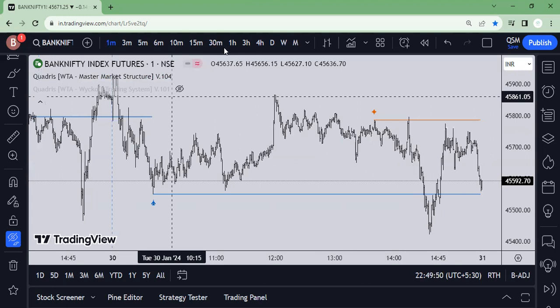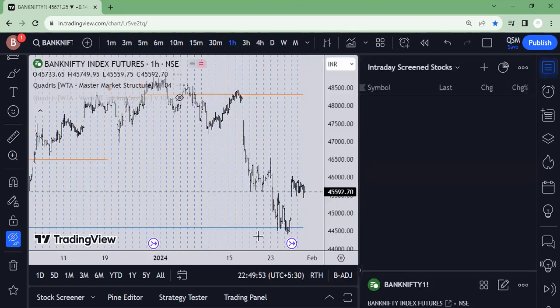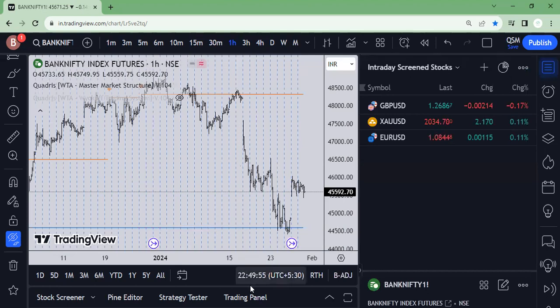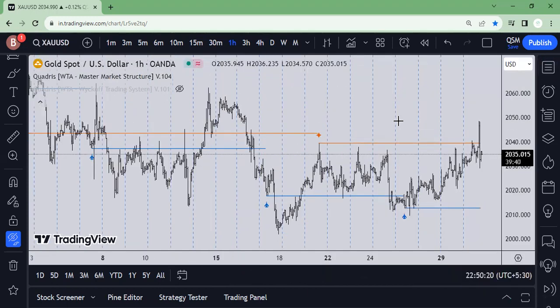So this works on, let me put up, which instrument do you trade, Bill? Can you just help me with the chat? Which instrument do you trade? XAUSD, excellent, my favorite one.